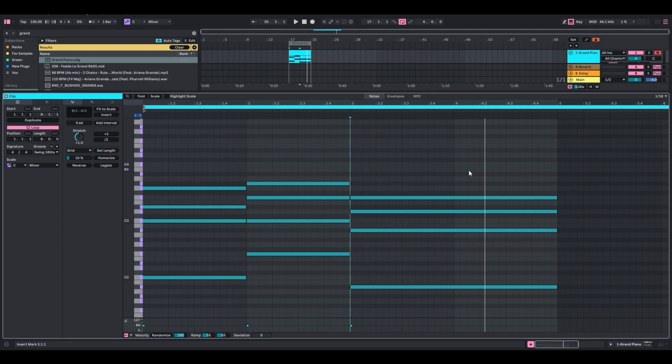I like the way this sounds. Feel free to experiment with all the different inversions in your chords and see what you like the best.